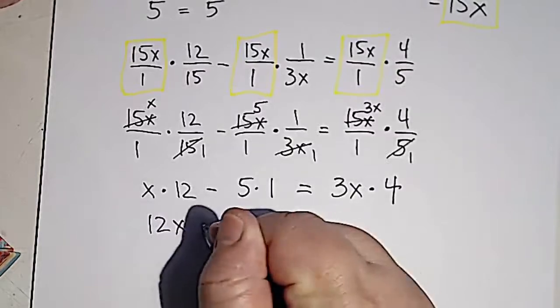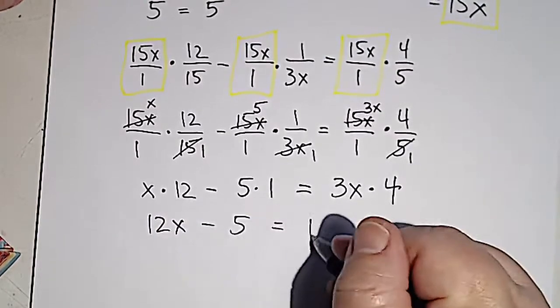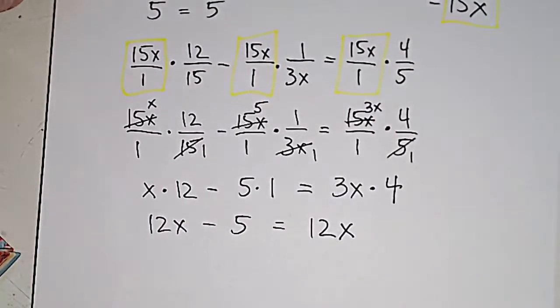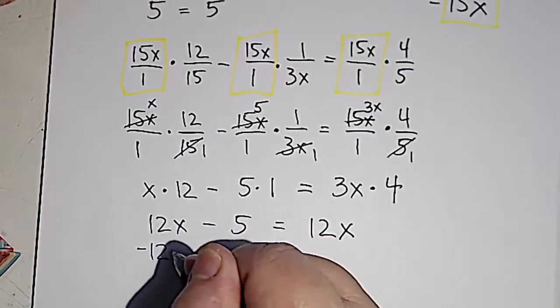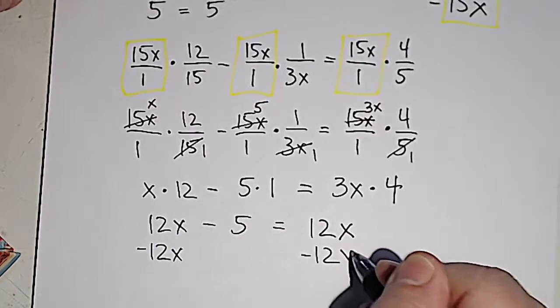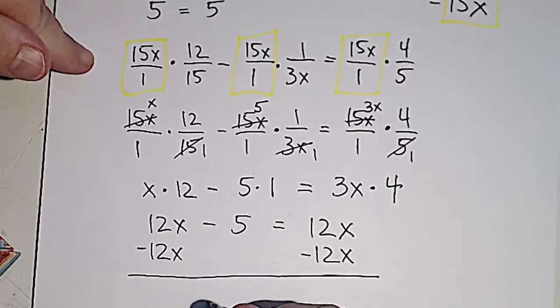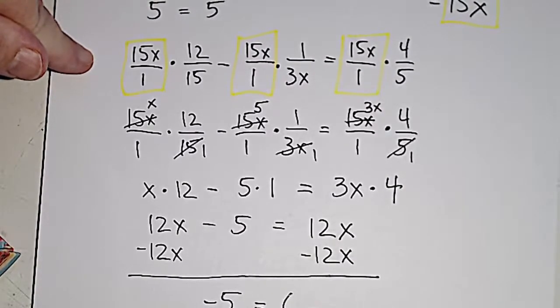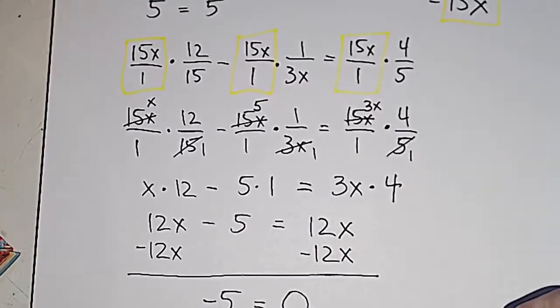Okay, 12x minus 5 equals 12x. Ooh. That's exciting. That is very, very exciting. What happens when I subtract 12x from both sides? I didn't see this one coming. I wrote this long enough ago, I didn't see it coming. Dun, dun, dun.